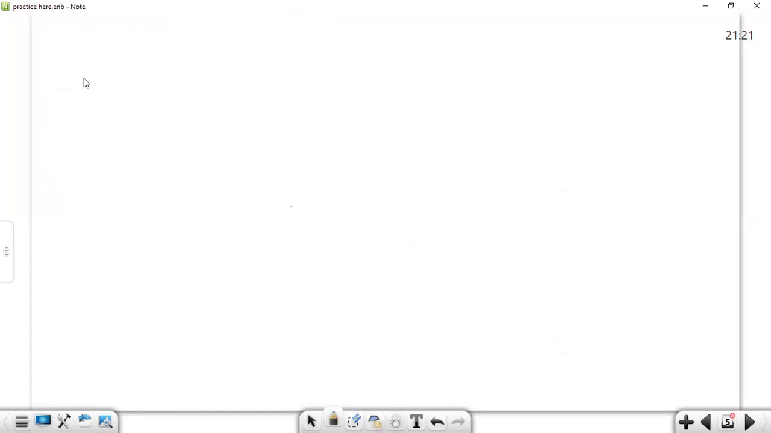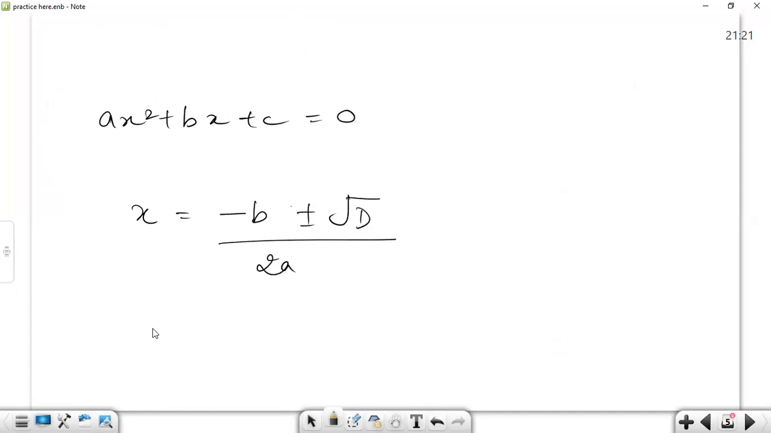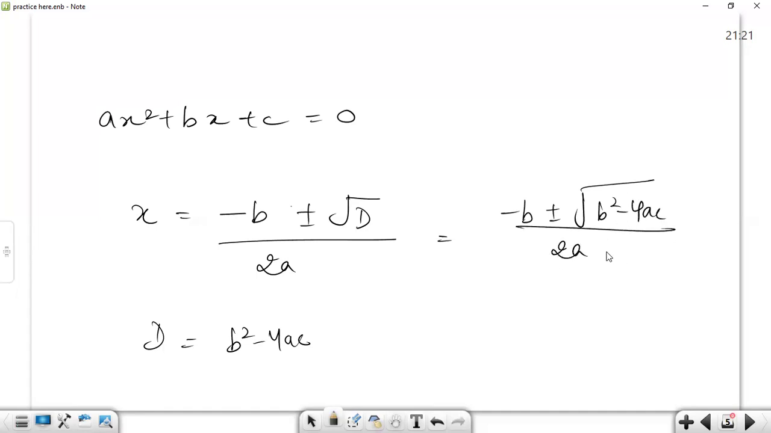Okay. So the Sridharacharya formula says that if there is any quadratic equation in this format, ax square plus bx plus c, the value of x for which the equation will be satisfied is known as the root, and that will be given by minus b plus minus square root of D divided by 2a. What is D here? D is the discriminant, which is b square minus 4ac. So hence x can be written as minus b plus minus square root of b square minus 4ac divided by 2a.